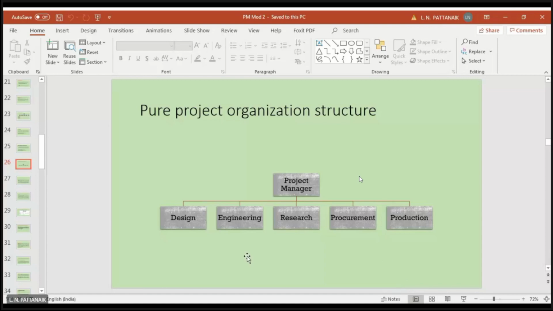So you can see here there is nothing special. There will be a project manager, and below him, based on functionalities, you are dividing. Maybe a function for design. Under design, there will be many people. There is engineering. Below, there are some people, research, procurement, production. So this is called pure project. You have to add the term pure before project, right? It's called pure project organizational structure.